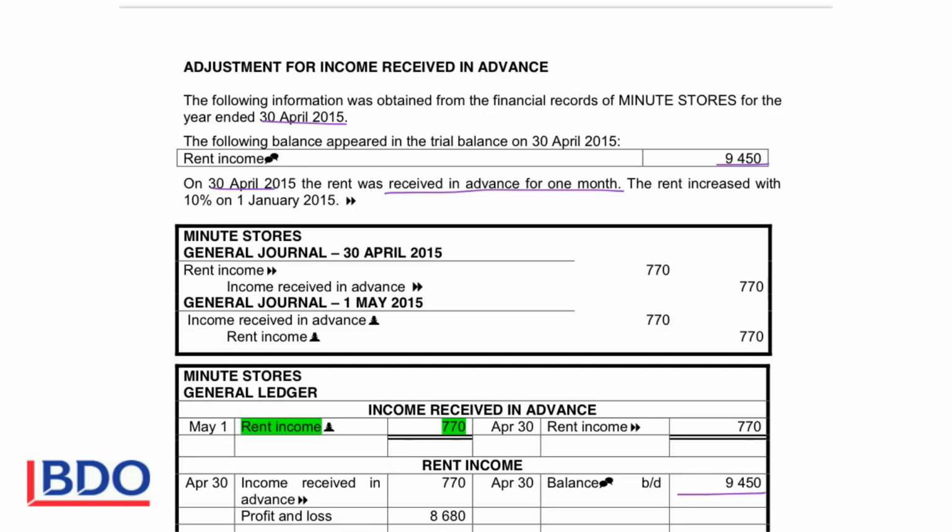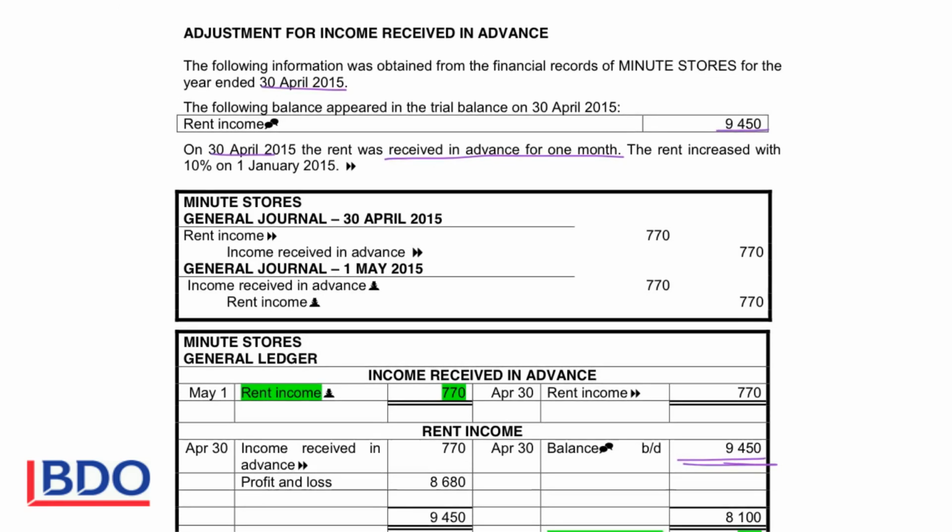So included in this 9,450 is rent for 1 month that is not part of the current year. So we have to remove it from the rent income account so that we can determine what is the actual amount for the current year. And we must create a liability because we already received money that we were only supposed to get in the next financial year. The rent increased on the 1st of January with 10%.